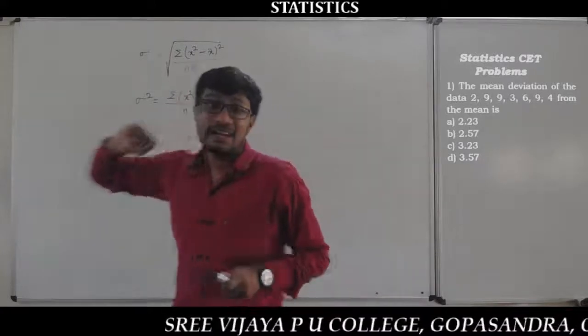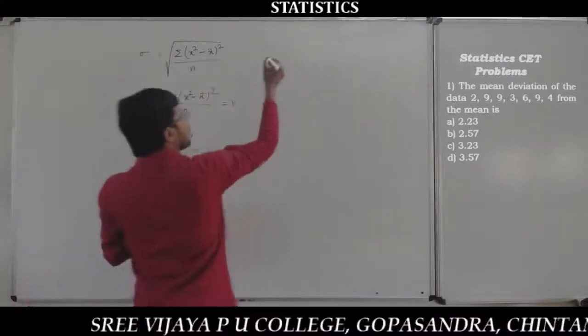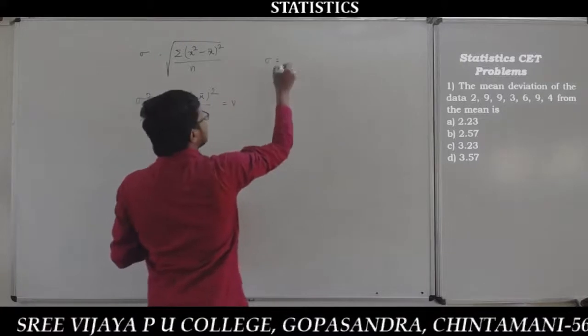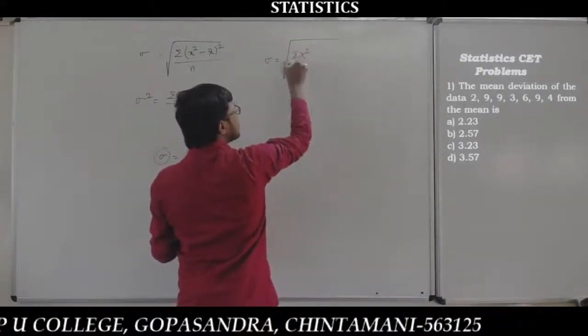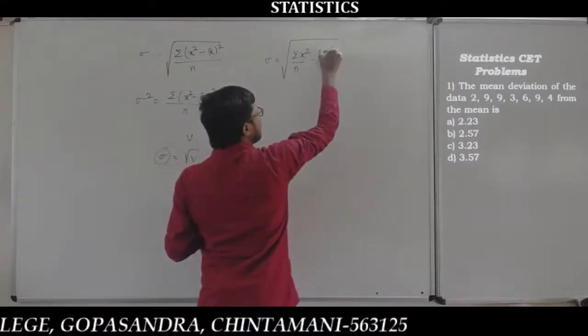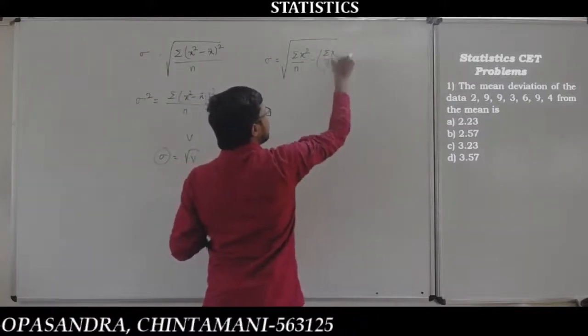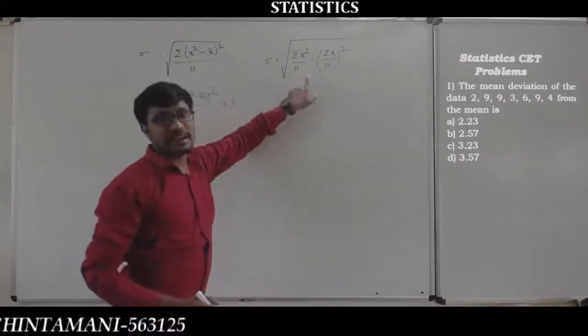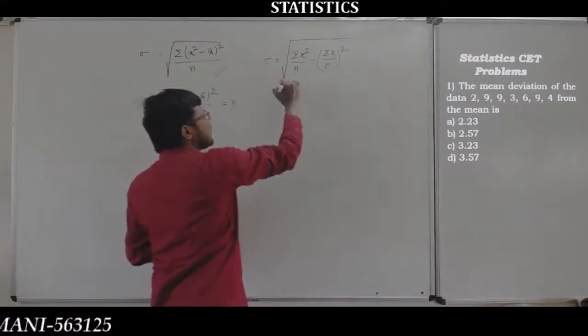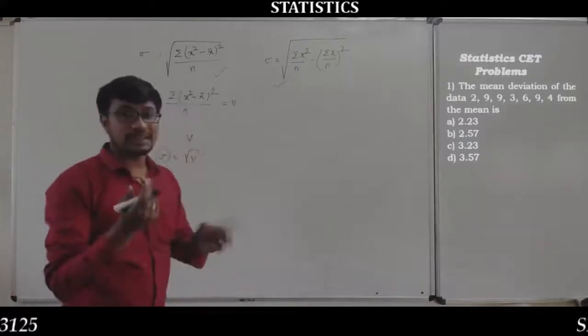Okay. So for standard deviation we have one more form. Square root of summation of x square by n minus summation of x by n whole square. This is also one more formula to find the standard deviation. So this and this, if you find the answers, both are the same.